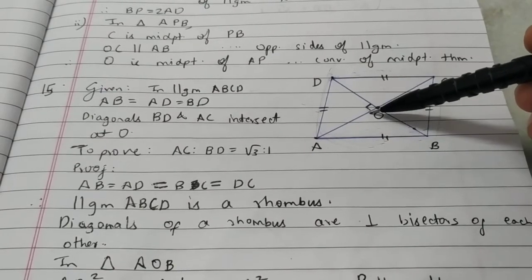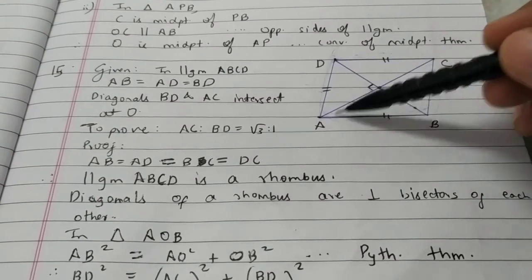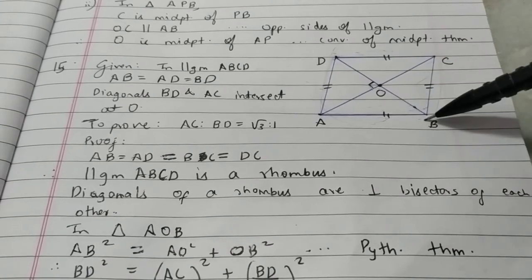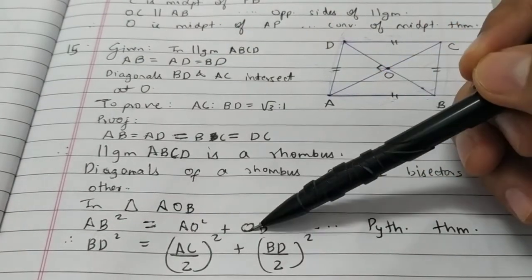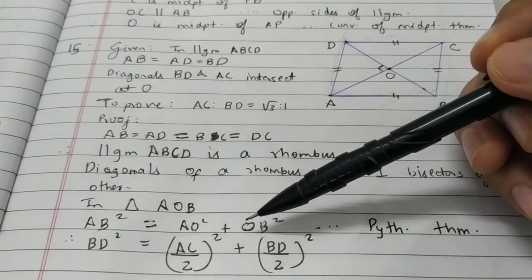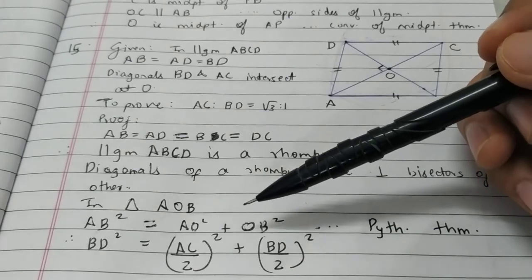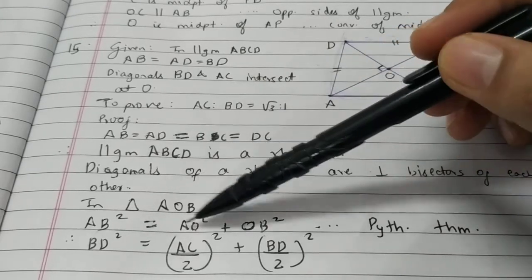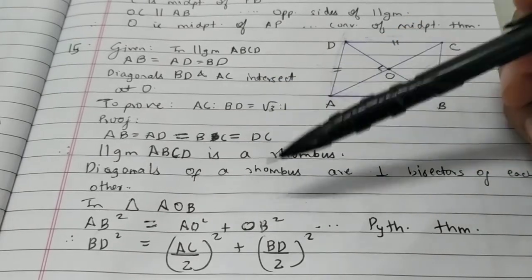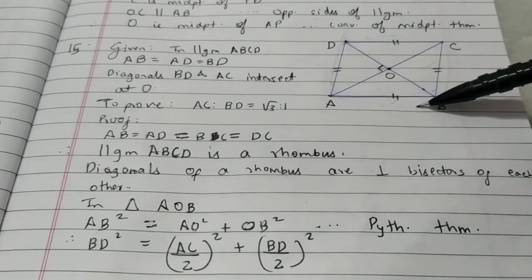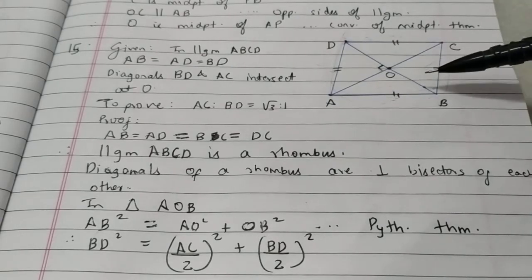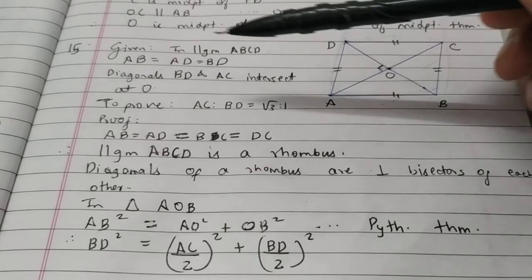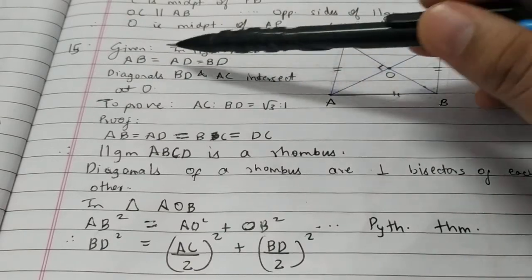And since they are perpendicular, we can now use Pythagoras theorem. In triangle AOB, AB squared is equal to AO squared plus OB squared. Now we will substitute these terms in terms of what is asked. In to prove, I need AC and BD. So please convert all of them in terms of AC and BD. AB squared, that is nothing to do with AC, but I can write that AB squared as DB squared because they are equal. See here, AB is equal to DB.